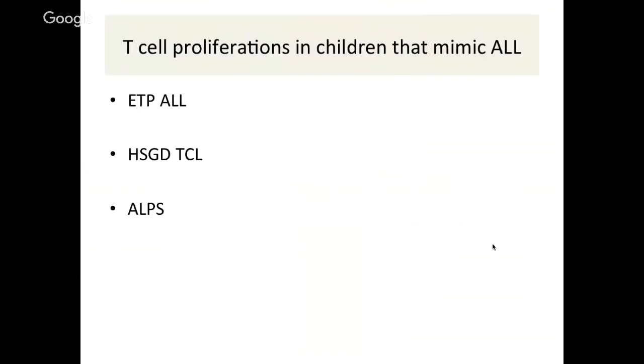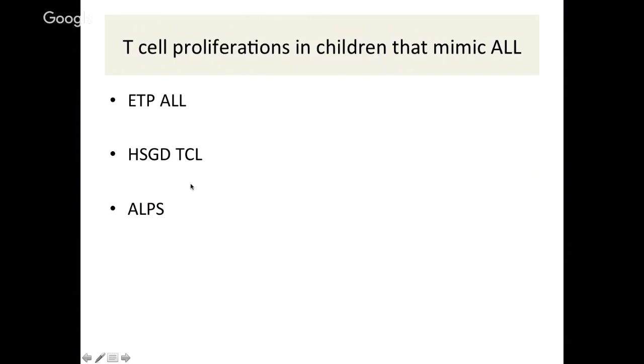So to summarize, I just want to share with you what are the common T cell proliferations in children which mimic T cell ALL. One is early T precursor ALL. I won't go into details of this. This is again a new entity that has come up in the last decade or so. More like a stem cell leukemia, has very strong CD34, very, very strong CD7, and few myeloid markers. Negative for CD1a, weak CD5, one log. So you guys need to read this, but this is another entity, new entity, which has been very popular in the last 5-6 years.